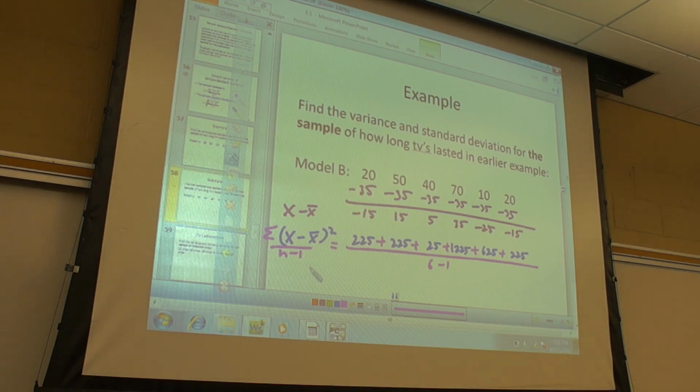So first subtract the mean from each value. That's your x minus x bar, and then you square all those. And then you kind of average them. You add them up and you divide by n minus 1. Remember, it's a sample, so it's n minus 1.